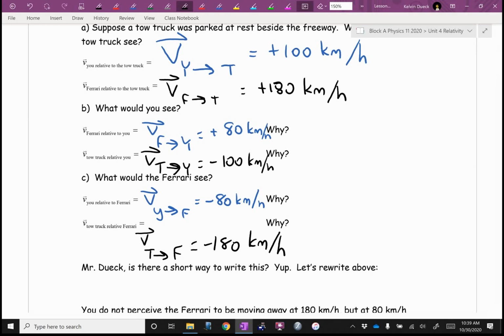Okay? I wrote here, Mr. Dewick, is there a short way to write this? I already showed you the abbreviation. I'm not going to be too fussy with the negative and the positive. I'm going to be more concerned with the magnitude of the difference. We're going to do a couple here where we're still going to talk about negative and positive, and then we're just going to say, look, we're not interested in relative velocity. We're interested in relative speed. Who cares about the direction?